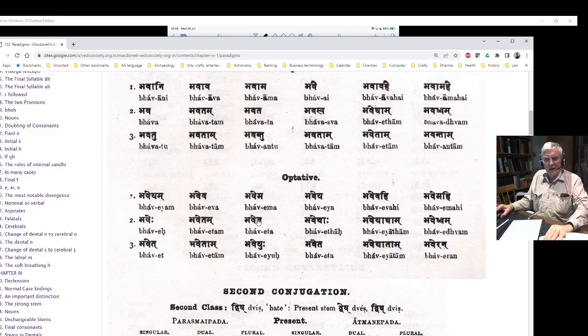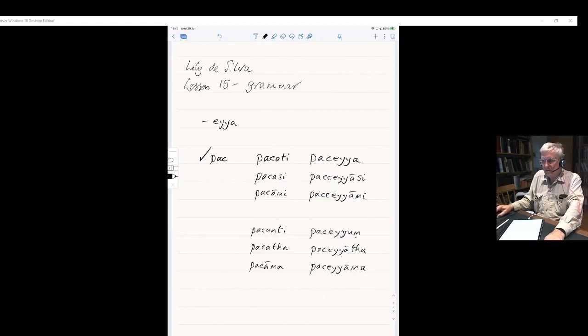So, having seen what it does in Sanskrit, now let's look a little bit further at what happens in Pali. Lily de Silva tells us about one form only, which is the form in aya. Incidentally, there's also a pachaya, there's also an ayati, but you don't see it very much, but it does exist for the third singular.